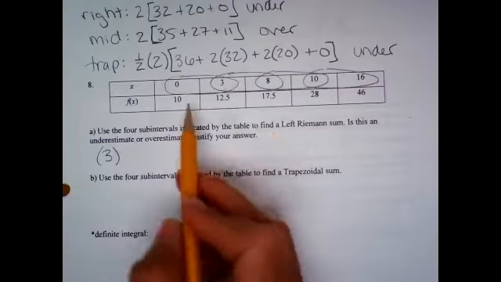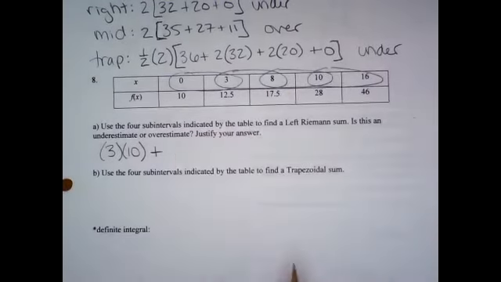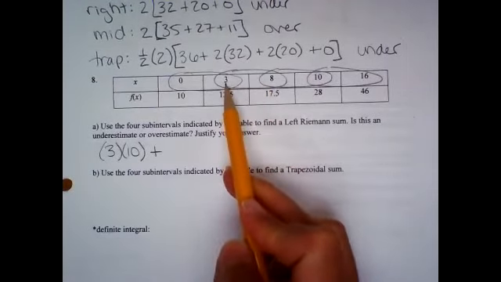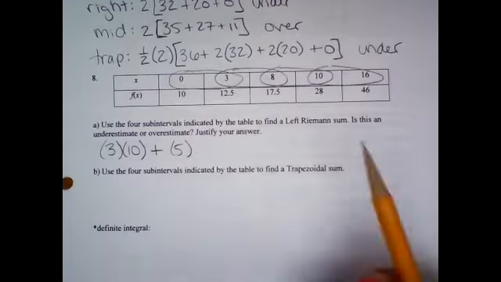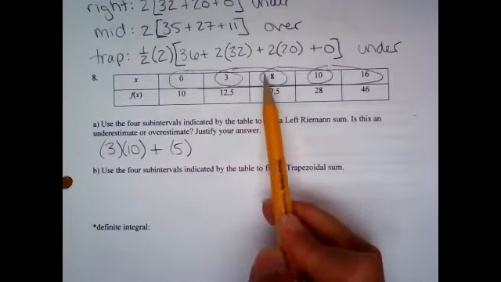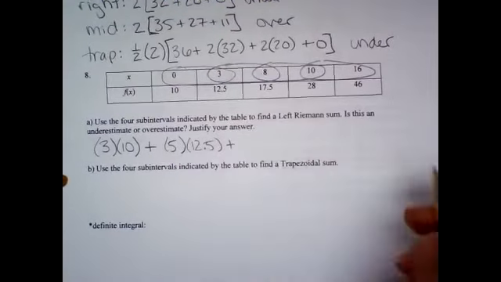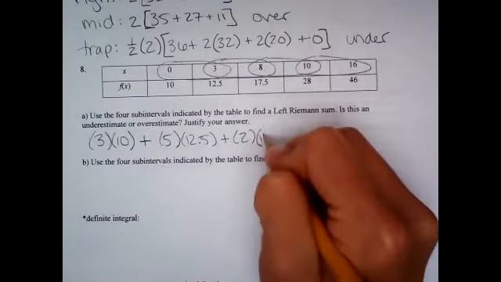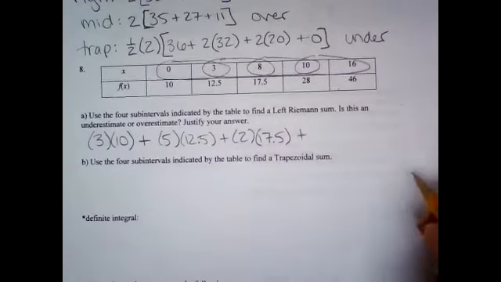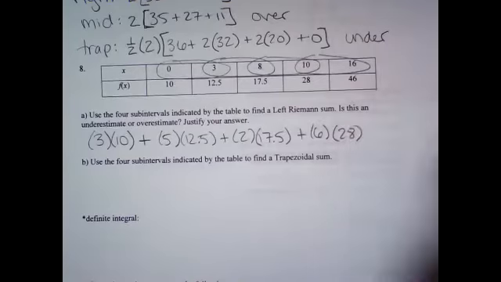And what did it say? Left or right? Left sum. Which is the number on the left? 10. 3 times 10. Plus. Now we're looking at the second subinterval from 3 to 8. What's the length there? 5. Good. And that's why they're not uniform. From here to here is 3, but from here to here is 5. All right, and then the number on the left is 12.5. Good. And then the next one, from 8 to 10 is 2. The number on the left, perfect. I love it. And then the last one, 10 to 16 is 6. The number on the left is 28.